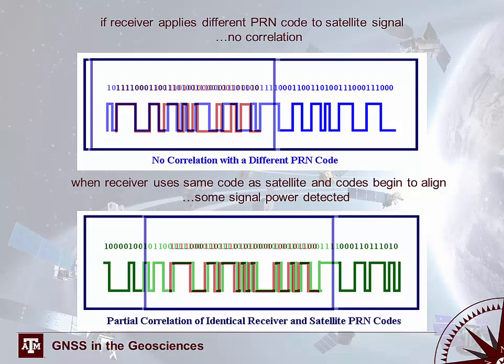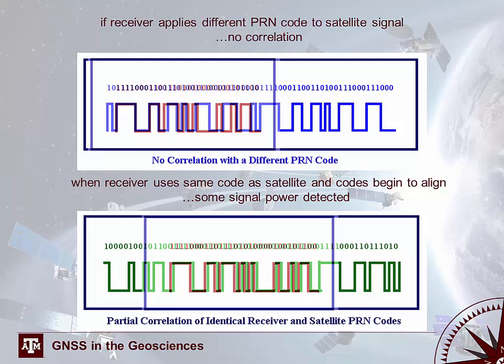So if a receiver applies a different PRN code to a satellite signal, you get no correlation. That's the example on top here. Those signals don't match up. Those bits of ones or zeros don't match up at all. And so you're not able to use that satellite signal to determine your location.